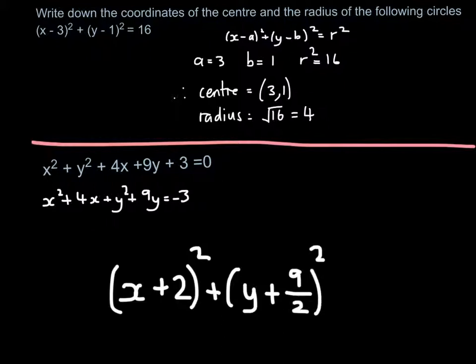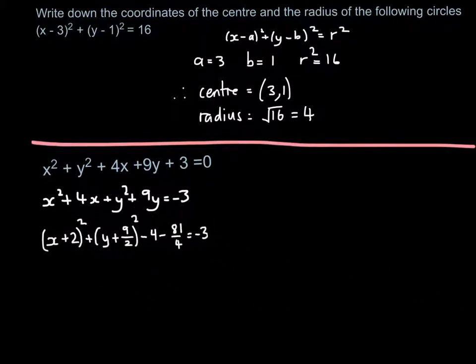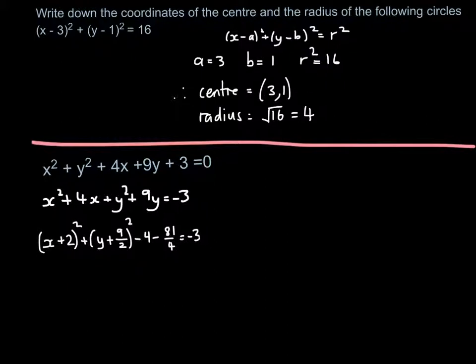squared. Okay, and then I'm going to put the numbers you take away at the end. So I'm going to have to take away 2 squared and take away 9 over 2 squared. That would be take away 4 and take away 81 over 4. And that's equal to minus 3. Alright, you're happy with that? If completing the square is something you're a bit rusty on, you haven't done for a while, it might be an idea to do a bit of revision on that before you do question 3.